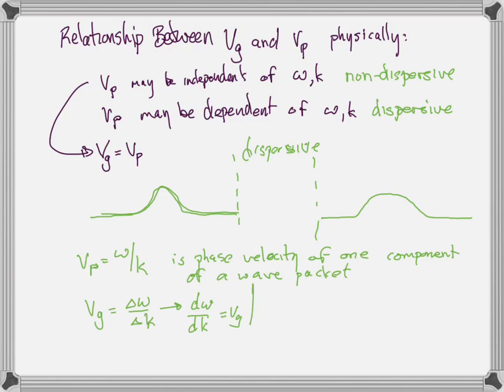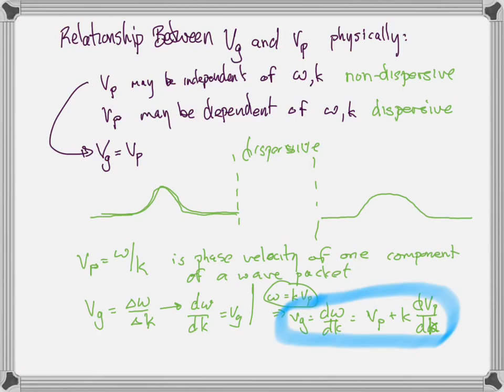So if V phase is omega over k, then omega is equal to k V phase, and so V group, which is d omega dk, is the derivative with respect to k of omega. Just take the derivative of this: the derivative of the first with respect to k, which is 1, times the second, plus the first times the derivative of the second, dV phase dk. We're taking the derivative with respect to k. So this is the mathematical relationship between group velocity and phase velocity.